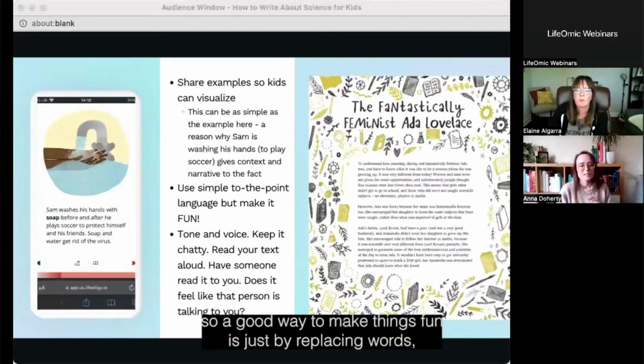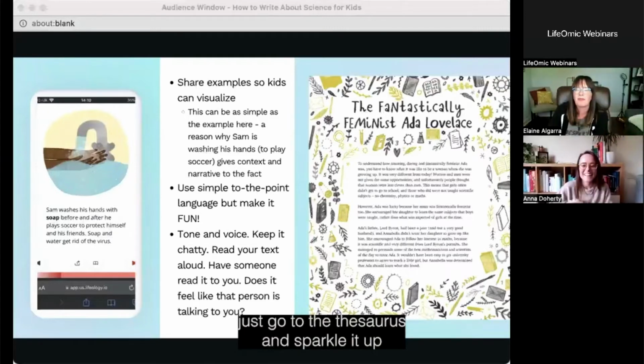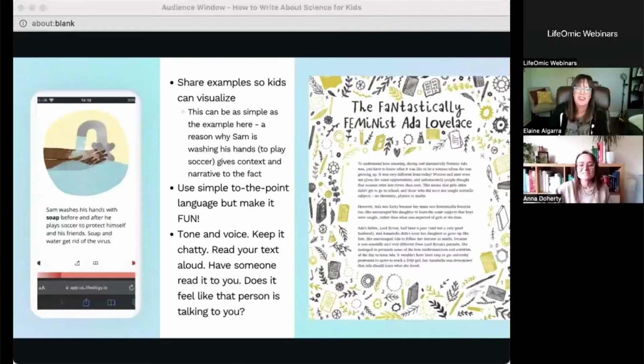So a good way to make things fun is just by replacing words. Just go to the thesaurus and sparkle it up.